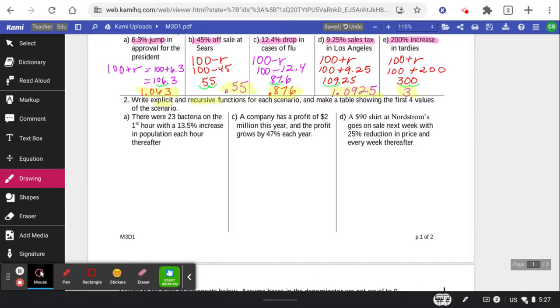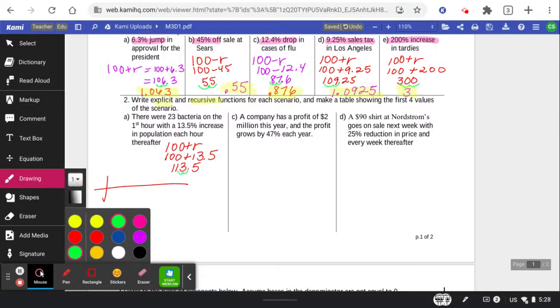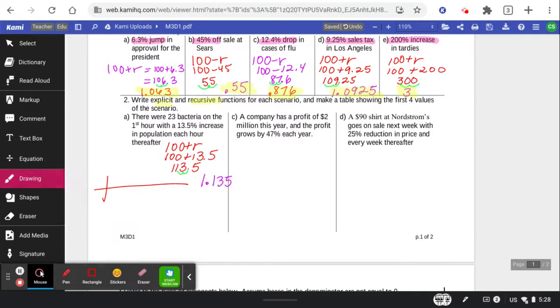There were 23 bacteria in the first hour with a 13.5% increase. So first of all, before I even start to make this table, I need to know what the multiplier is going to be. Since there's an increase in the bacteria, I have to do the 100 plus the rate, 113.5. I move that decimal twice, and that leaves me with a multiplier of 1.135.